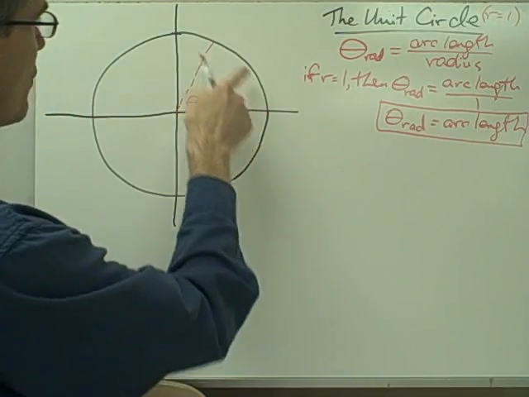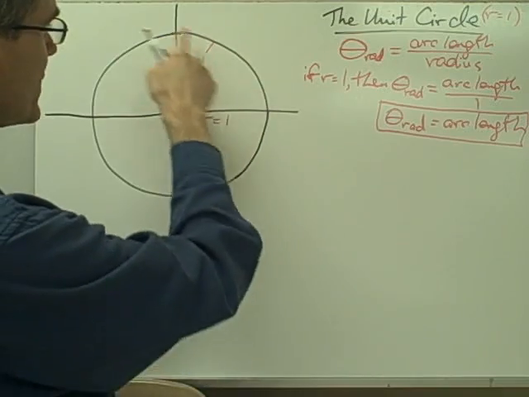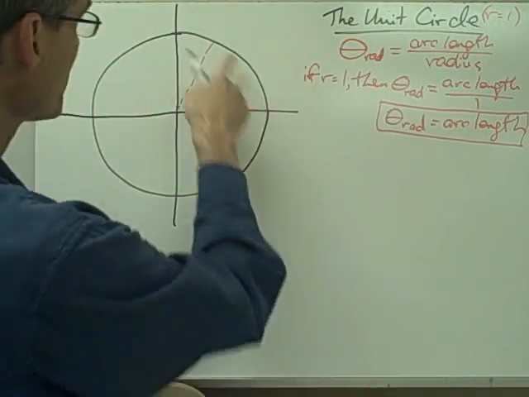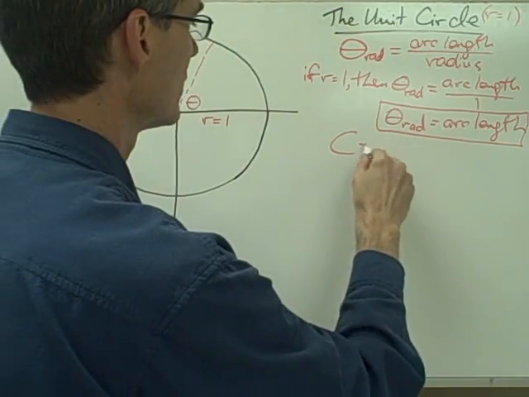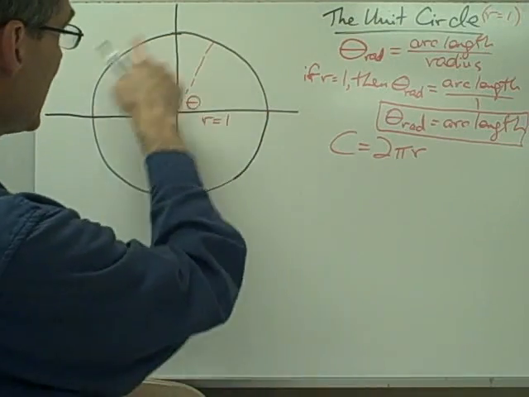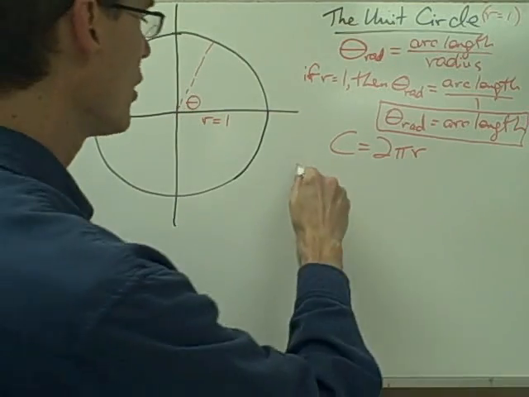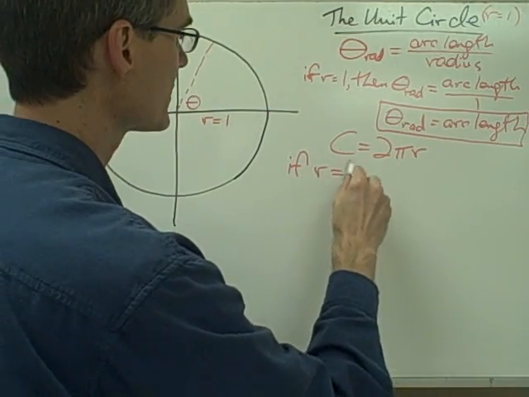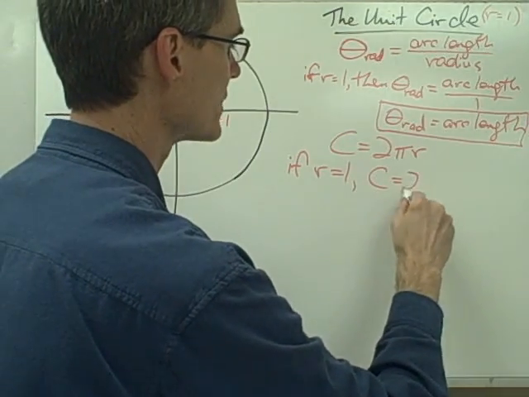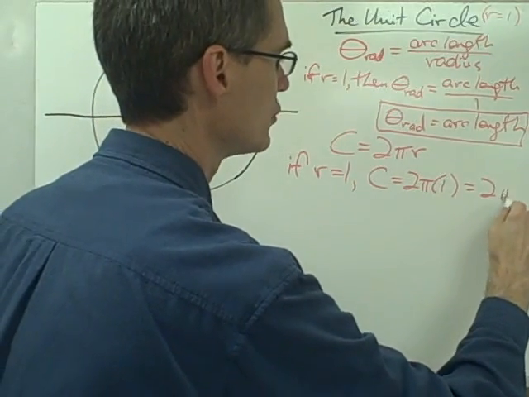Well, what if I wanted to talk about this angle where we go all the way around the circle? In other words, the entire circumference of the circle. We already know that's 360 degrees. And we also know that the circumference of a circle is equal to 2 pi times the radius. So that's the arc length of the entire circle, 2 pi times r. Well, if the radius of my circle happens to be equal to 1, then this circumference is equal to 2 pi times 1, which is 2 pi.